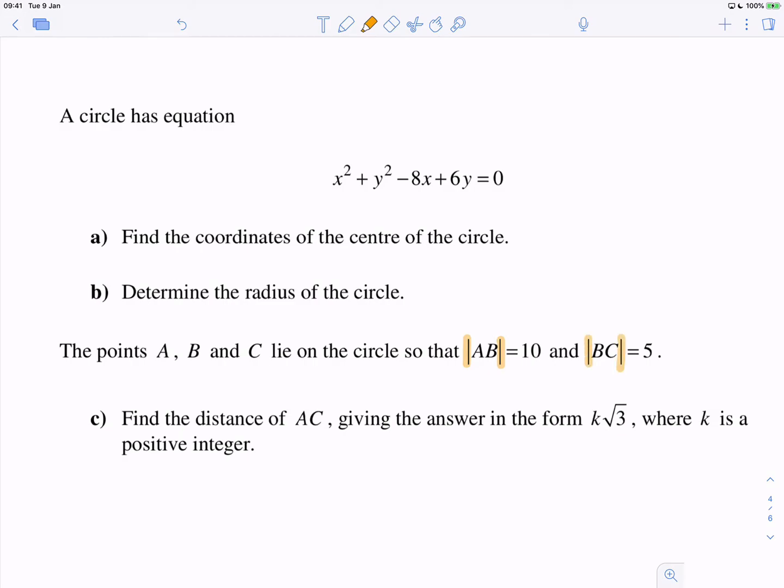So I'm just going to grab a drink. You pause the video and have a go. Back uno momento.